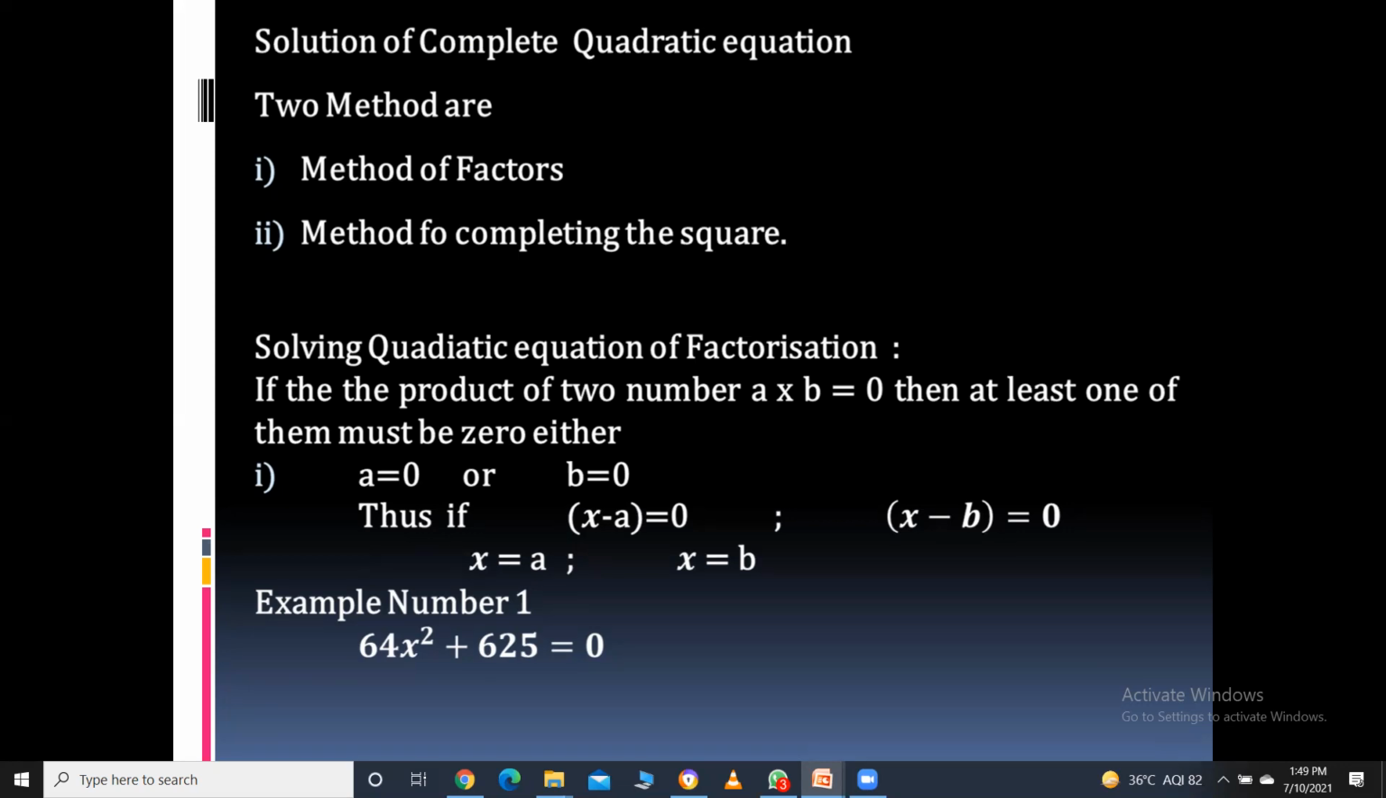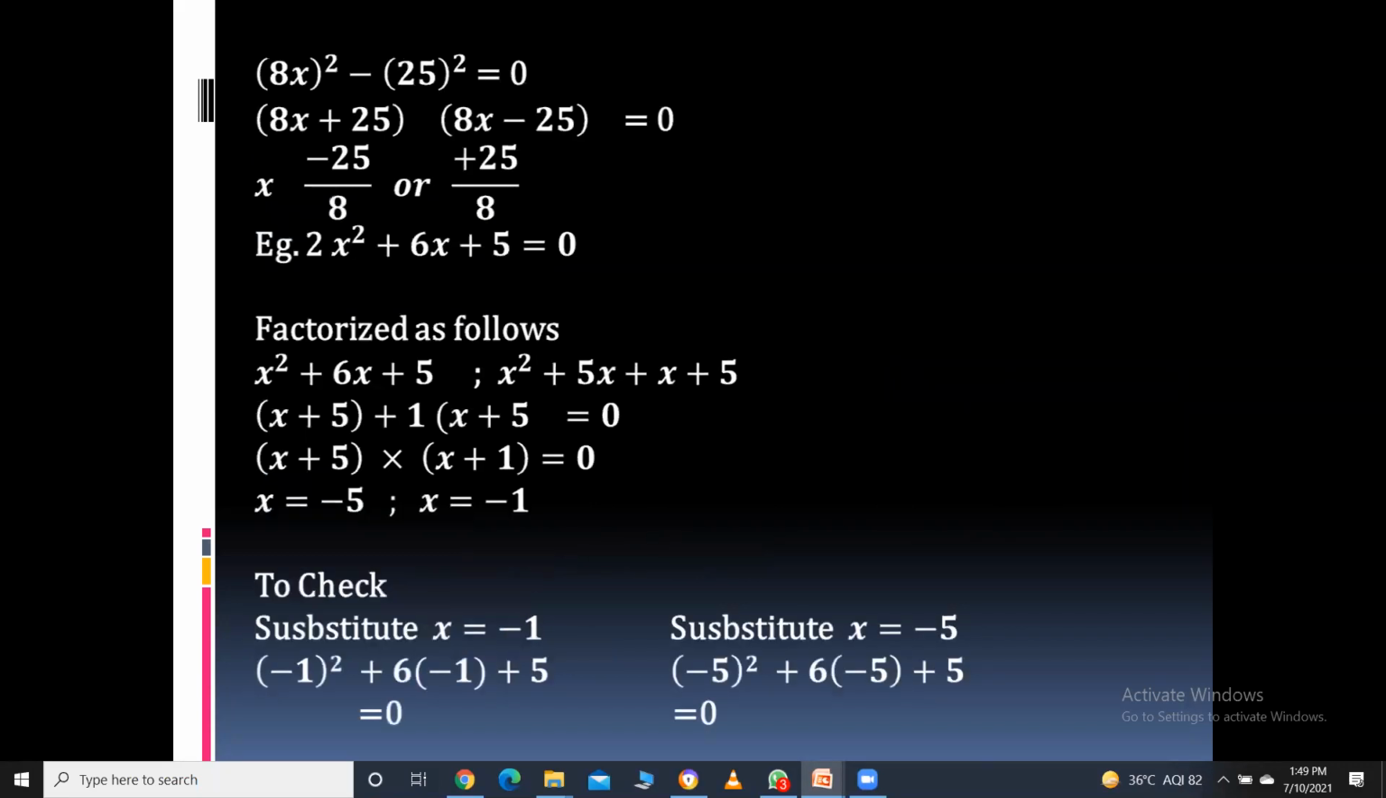For example, 64x square minus 625 is equal to 0. We can solve it by the method of factorization. That is, 64x square minus 625 is written as (8x) square minus (25) square is equal to 0. Now, applying the formula a square minus b square, we divide it into two parts: 8x plus 25, 8x minus 25, and it is equal to 0.